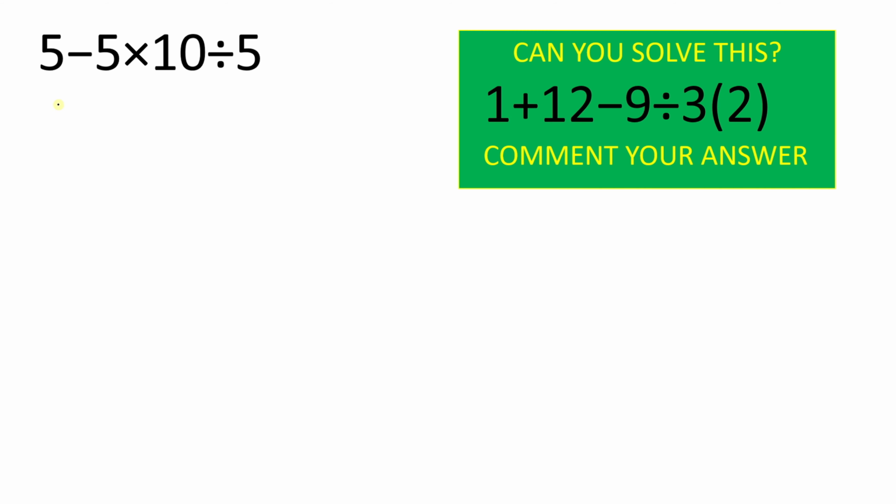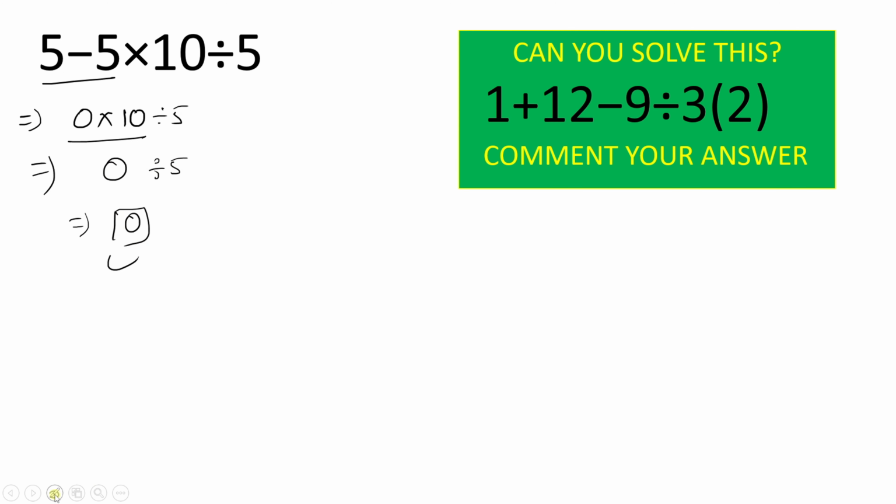Okay, time's up. Now 5 minus 5 will equal 0 times 10 divided by 5, and 0 times 10 will give result as 0 divided by 5, and 0 divided by 5 will give result 0. Do you think this is the right answer? Absolutely not. So how to solve this?